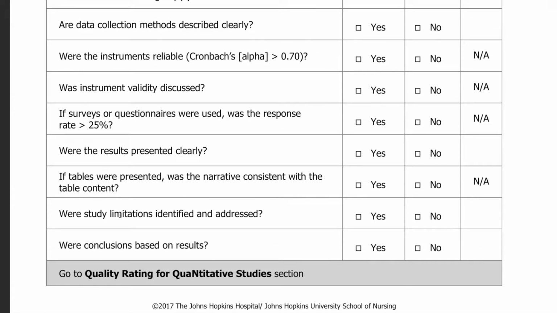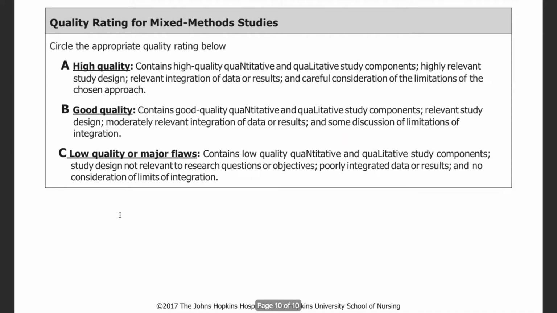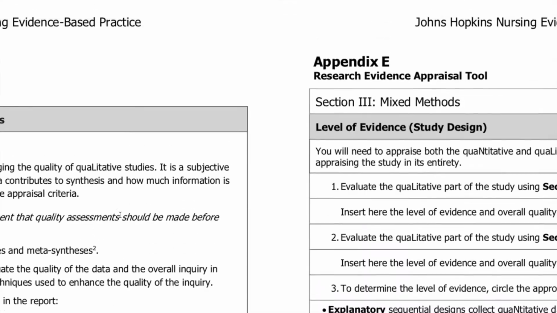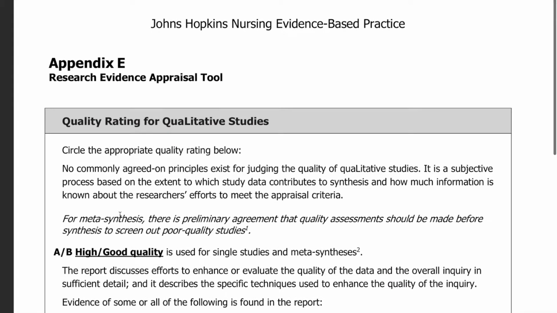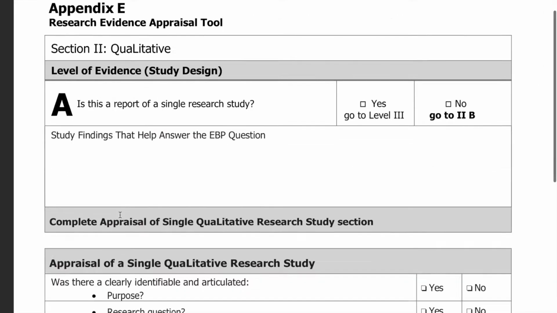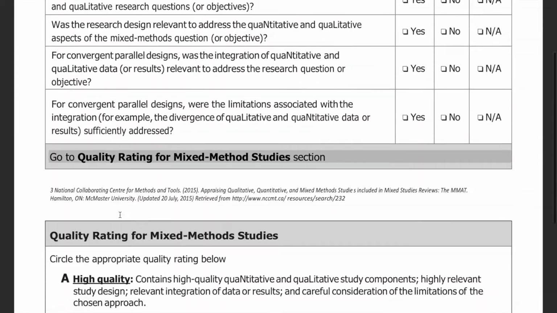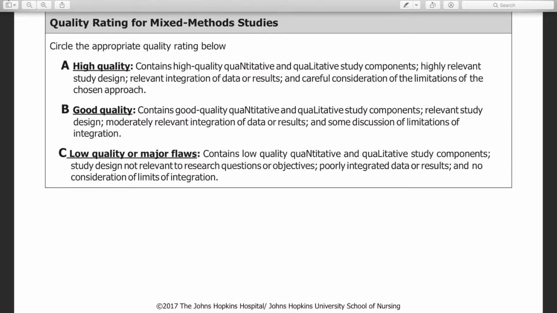Go to quality rating for quantitative sections, study section. So here's for mixed methods, quality rating, A, B, C, for qualitative studies. So you'll see how those are in there. I think mine, I accidentally deleted a page as I was working. So that is Appendix E.